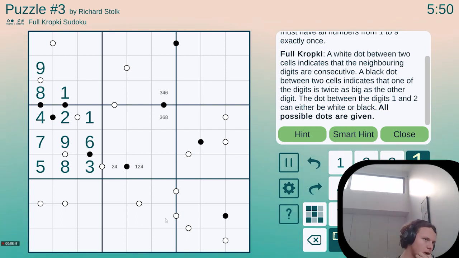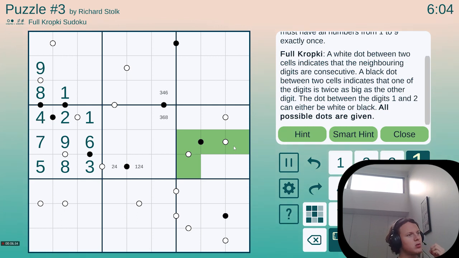Okay, I see this chain of 3, which means this has to be it. No, that doesn't help us. Chain of 4, and it can't be a 3, 6 in the middle.